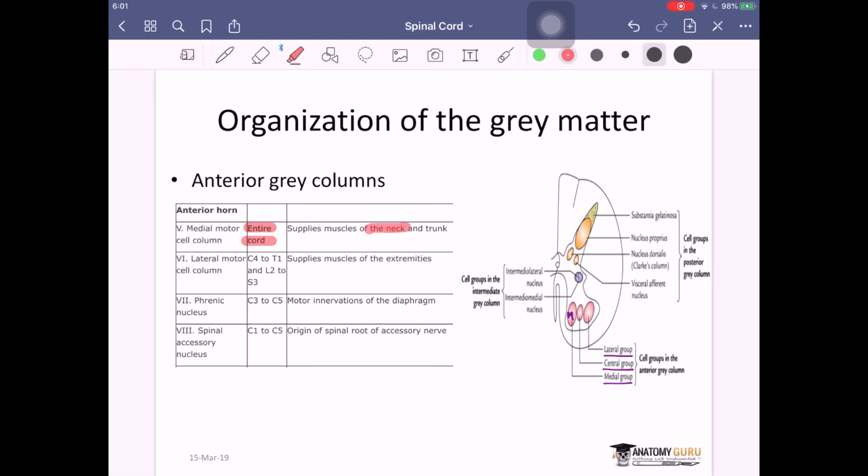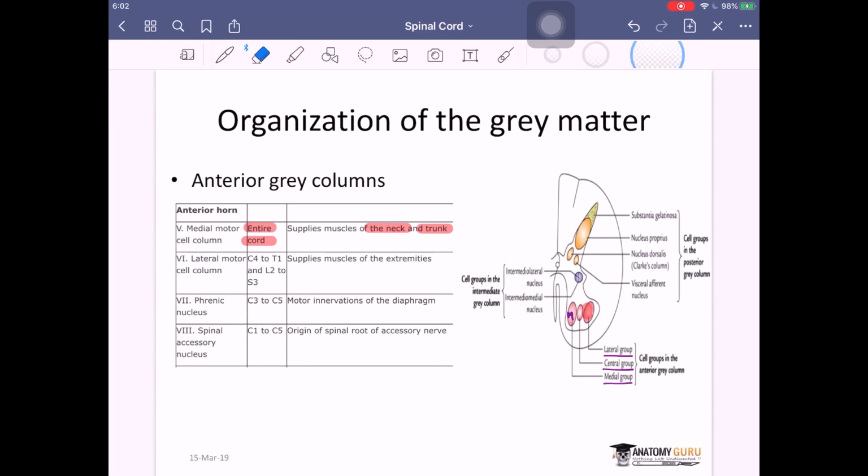It is concerned with supplying the muscles of the trunk, that is the neck and trunk muscles, because your spinal cord or backbone, neck region, everything is present from top till bottom. Whatever muscles are in the back and the neck are supplied by this. So if any lesion or injury happens to this set of neurons, your truncal musculature will get affected.